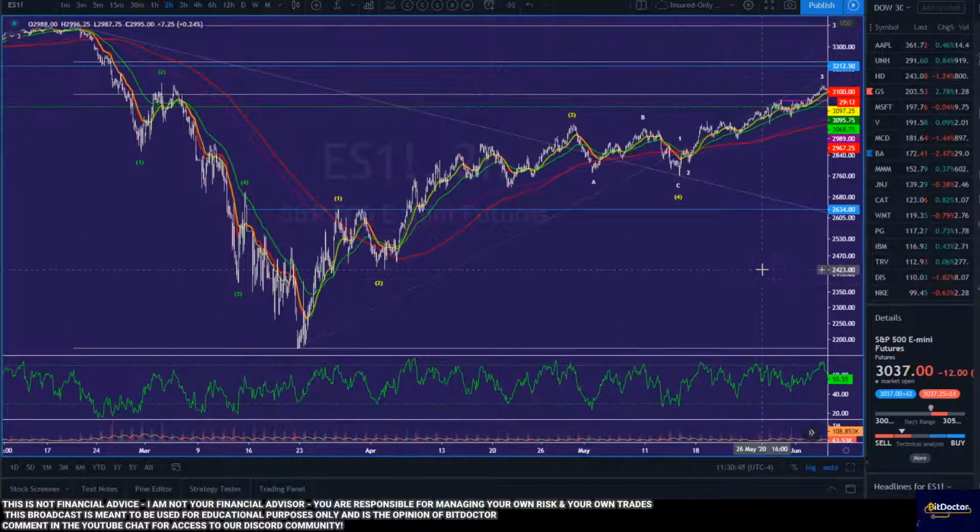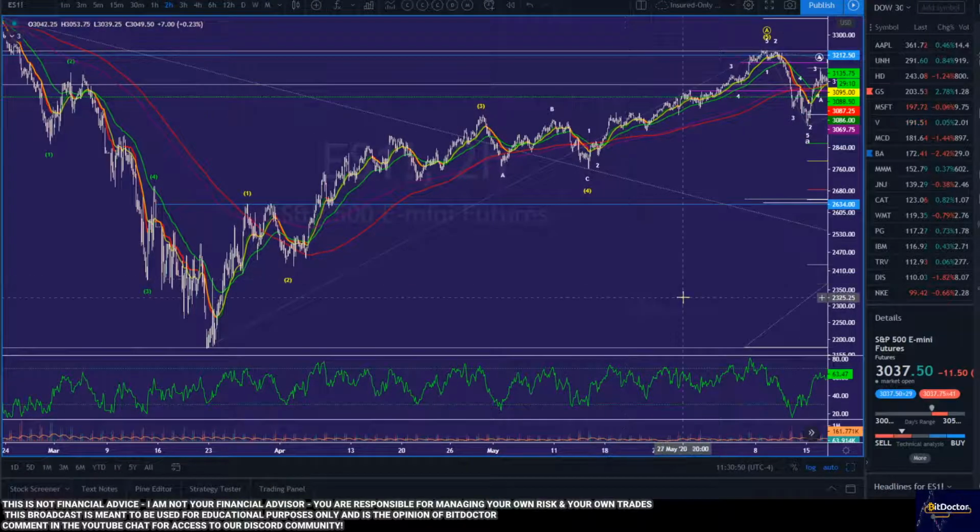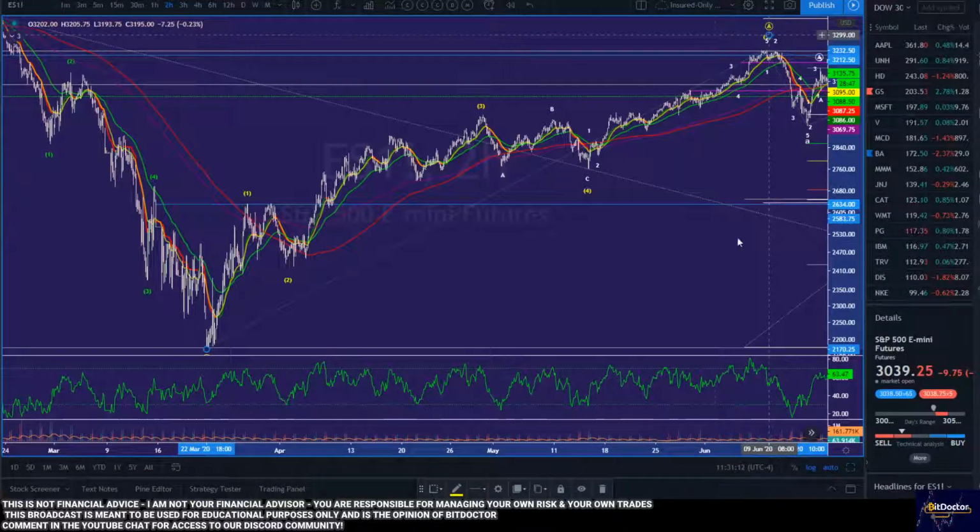Again, this is mostly for the new members here. We've got a nice impulse, 1, 2, 3, 4, 5 up to the 1, A, B, C into the 2, and then a nice 1, 2, 3, 4, 5 into the 3, A, B, C into the 4, and then 1, 2, 3, 4, 5 to complete that move, which is currently being outlined as an A correction.